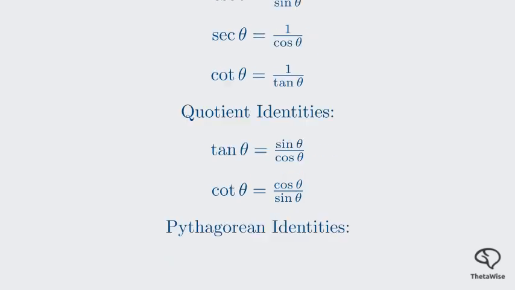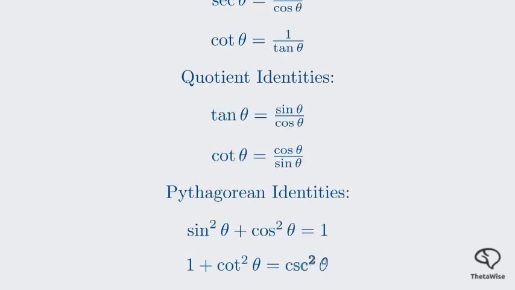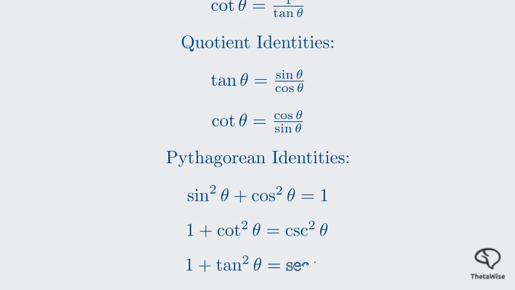The cornerstone is sin squared plus cos squared equals 1, and its two variations, 1 plus cot squared equals csc squared, and 1 plus tan squared equals sec squared. These identities are the building blocks for all of trigonometry. Mastering them opens the door to simplifying expressions, solving equations, and proving more complex identities.